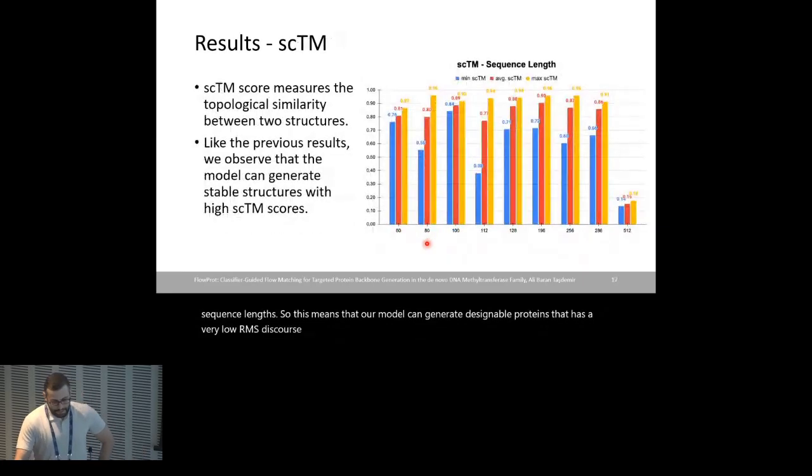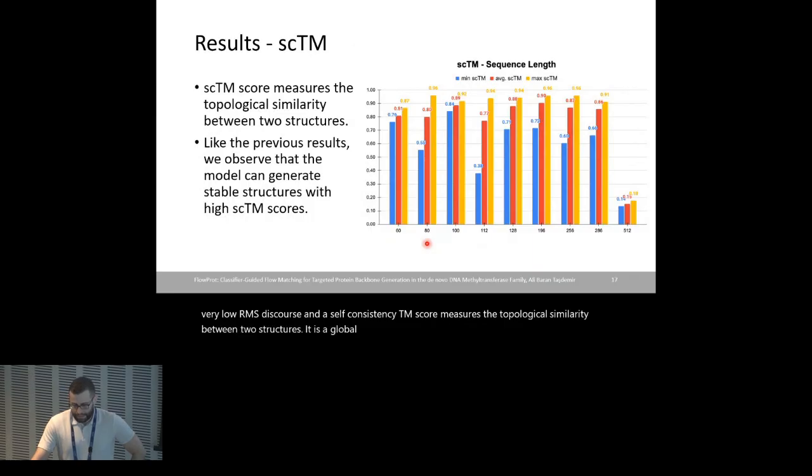And self-consistency TM score measures the topological similarity between 2 structures. It is a global score, and SCTM is more sensitive to global shape than local shifts. For this metric, equal to 1 means perfect match. So we can see the same trends as in the previous plots. So our model can generate backbones that are designable in terms of self-consistency TM. So there we can see very high TM scores here, except 512.